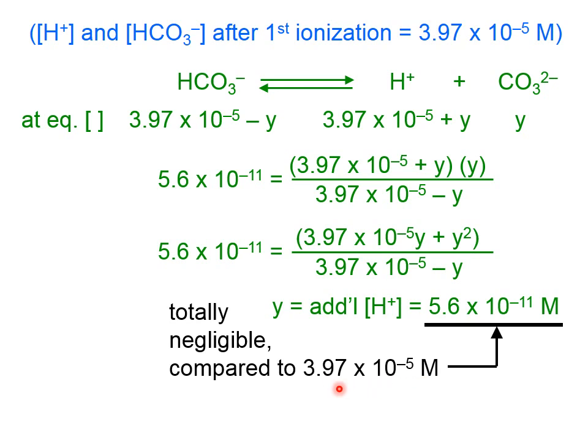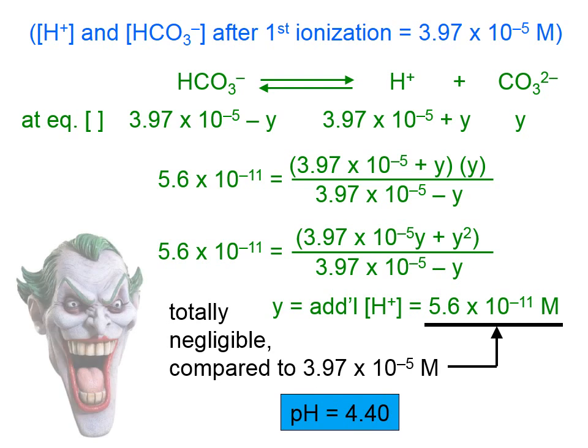In other words, this number that we computed fairly easily by assuming only one proton coming off, and in fact we could use a shortcut for that too, that's 1,000,000 times more than what we get if we do all this work to find out how much additional H plus is popped off. In other words, the pH is still going to be 4.40 and nothing will have changed. So if you have, in this case, let's say a diprotic acid that's weak, if you assume that just the first proton has been ionized, you're pretty much good to go.